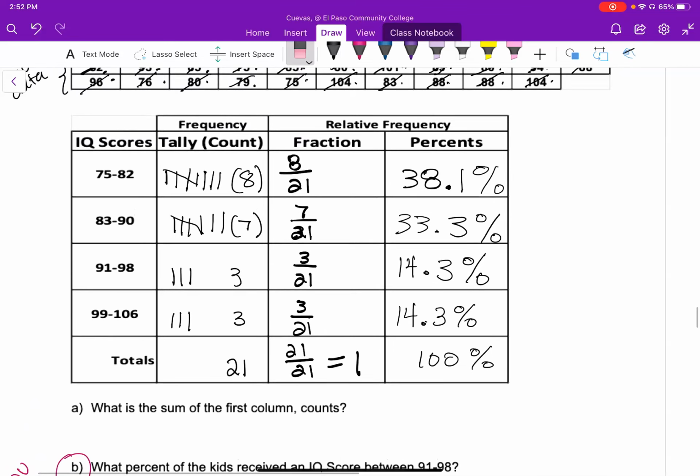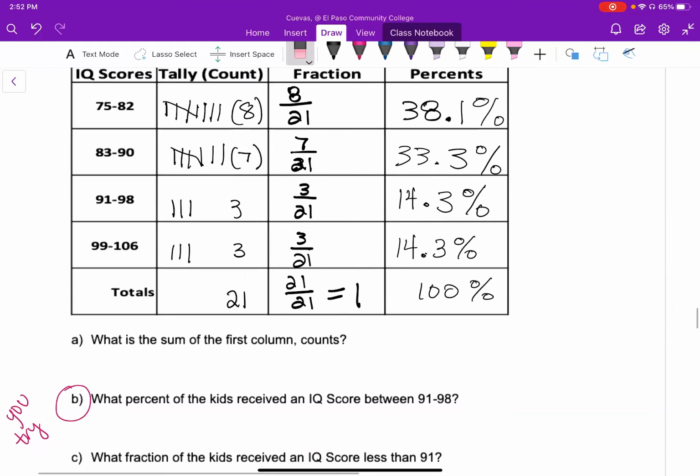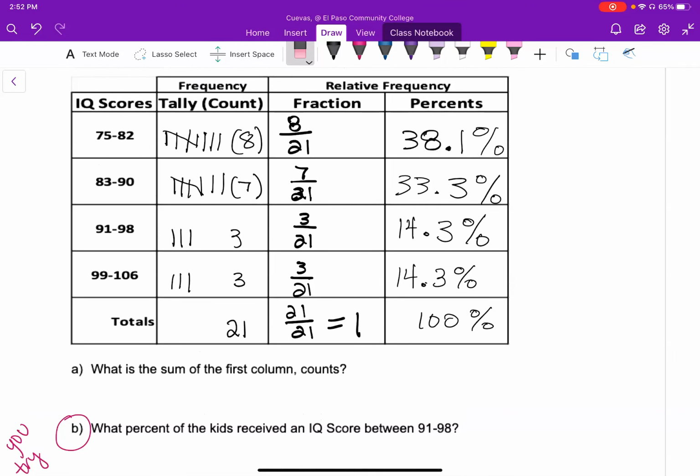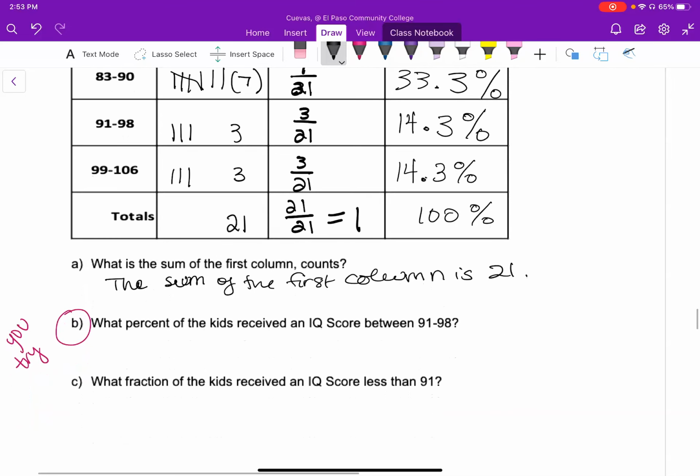Now that I have my table complete, remember our goal is our histogram, but let's answer a few questions first. It says, what is the sum of the first column, which we're also calling the counts? The sum of the first column is 21. I know you can answer this part. B, you try this one. C, what fraction of the kids received an IQ score less than 91?